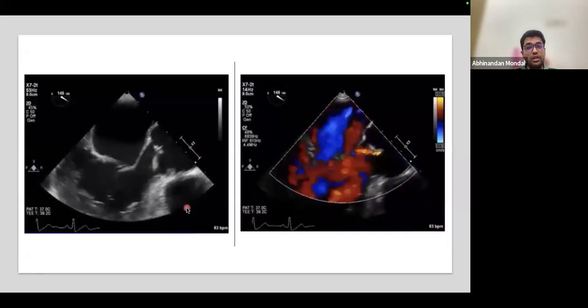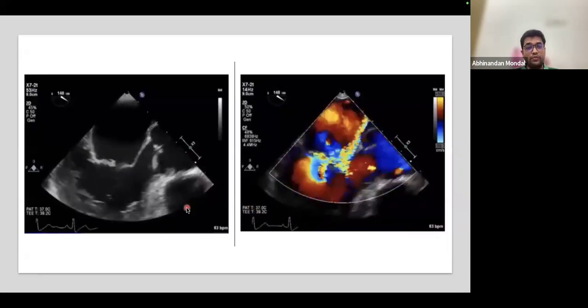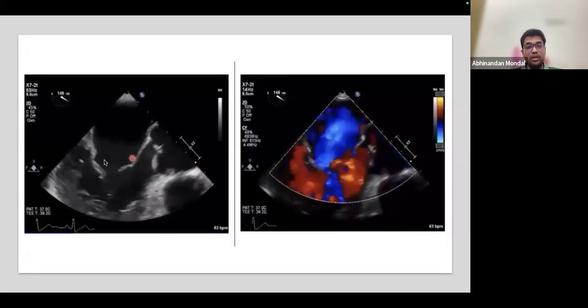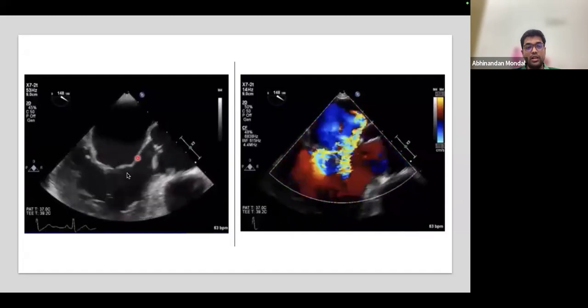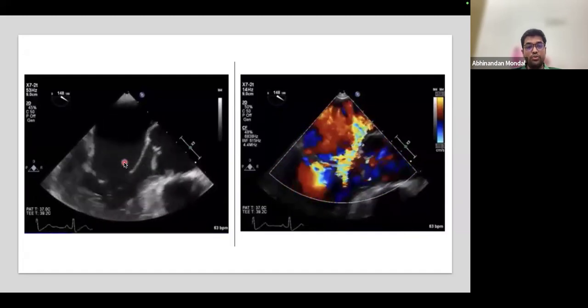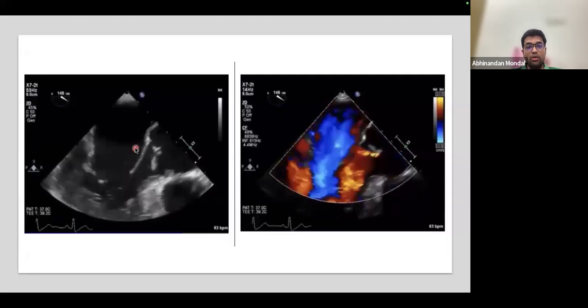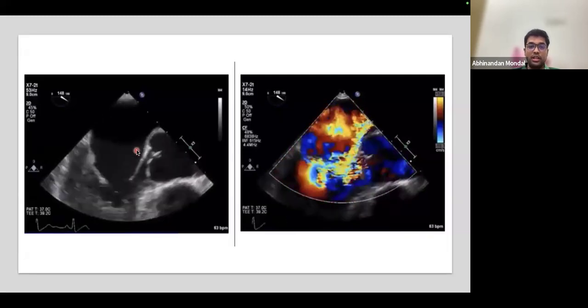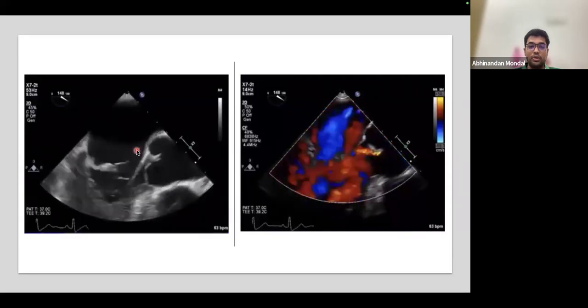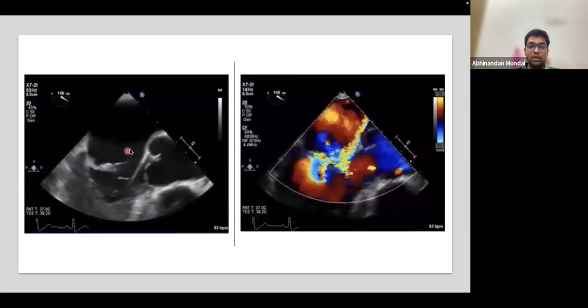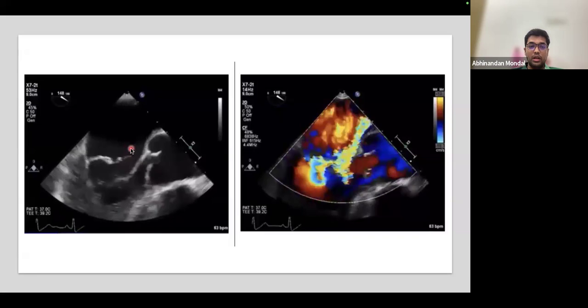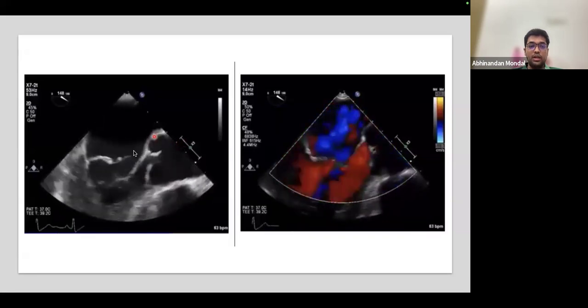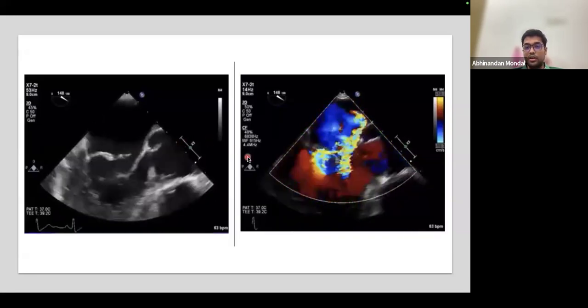This is also a midesophageal long axis view. You can also appreciate over here, this is A2, this is also P2. You can see the P2 is also flail. You can appreciate the tip of your scallop towards your LA, and a ruptured chordae you can see in the LA.